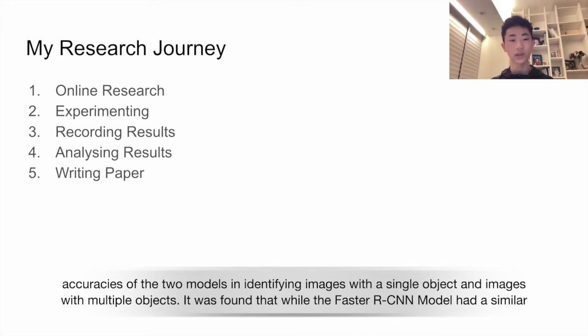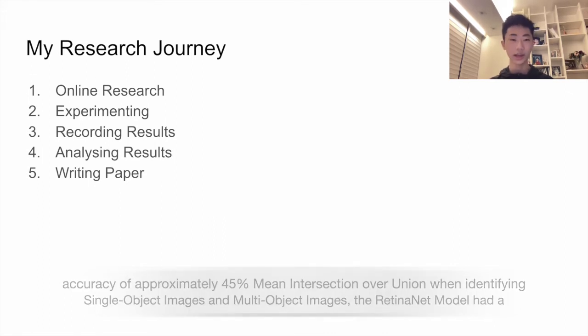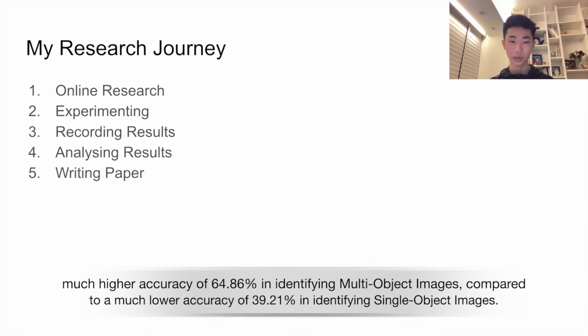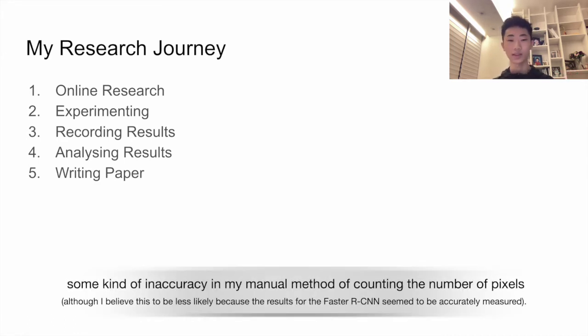And it was found that while the Faster R-CNN model had a similar accuracy of about 45% mean intersection over union when identifying single object images and multi-object images, the RetinaNet model had a much higher accuracy of 64.86% in identifying multi-object images compared to the much lower accuracy of 39.21% in identifying single object images. In my paper, I wrote that this large discrepancy may also be because of the greater sampling rate of the RetinaNet model, or I also think it could have been due to some kind of inaccuracy in my manual method of counting the number of pixels.